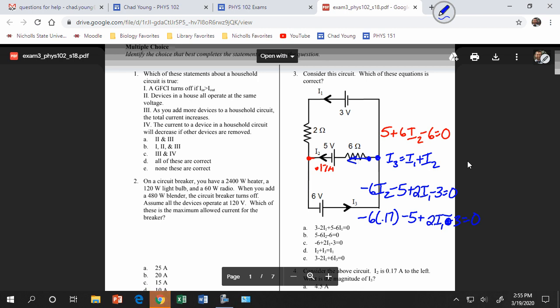But once you find I1, to find I3, you just take the sum of those two, and then that will be your I3. By the way, if I1 works out, well, let's just go and do it. So minus 6 times 1.17.